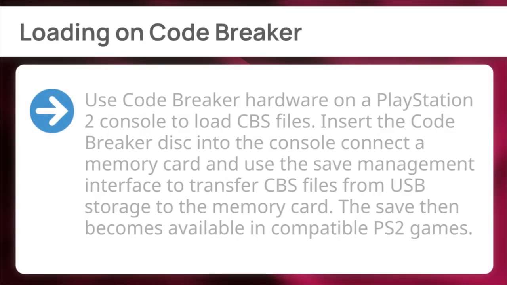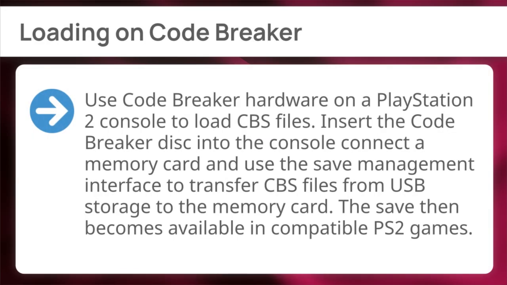First, loading on Codebreaker. Use Codebreaker hardware on a PlayStation 2 console to load CBS files. Insert the Codebreaker disk into the console, connect a memory card, and use the save management interface to transfer CBS files from USB storage to the memory card. The save then becomes available in compatible PS2 games.